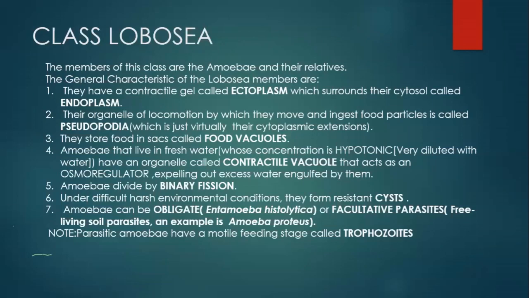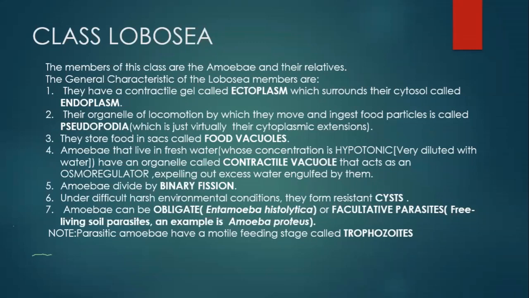Class Lobosea, just revision. As I said before, these are the amoeba and their relatives. The characteristics: they have a contractile gel called ectoplasm, which surrounds their cytoplasm, called endoplasm. So they have something like a coat called ectoplasm, and the cytosol being surrounded is called the endoplasm. Second, like I said before, they move with pseudopodia. They roll with it. They ingest food particles using pseudopodia, which are just their cytoplasmic extensions.